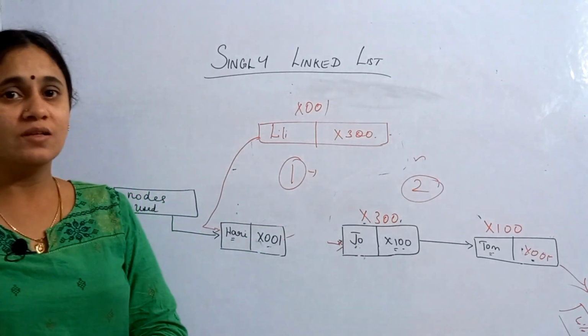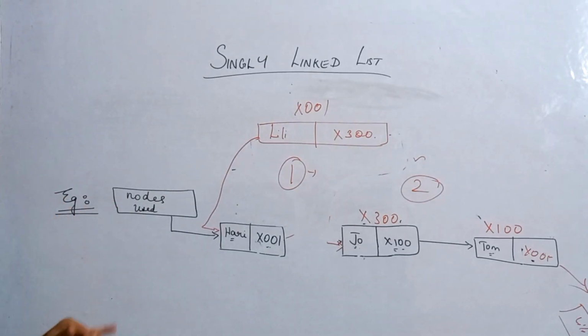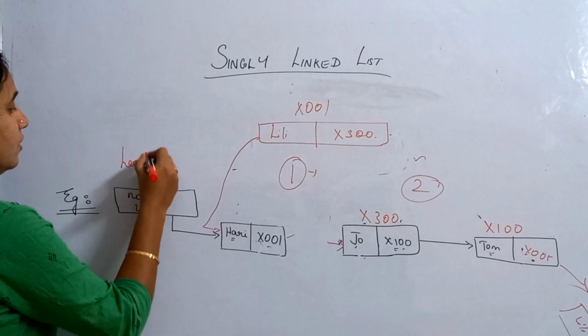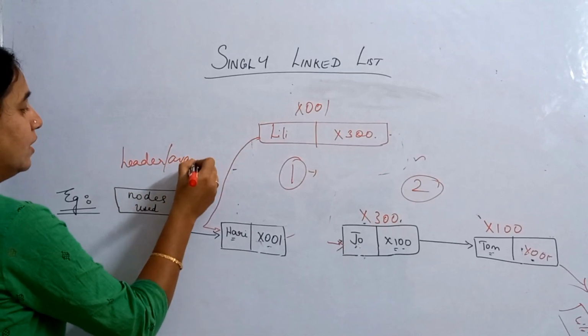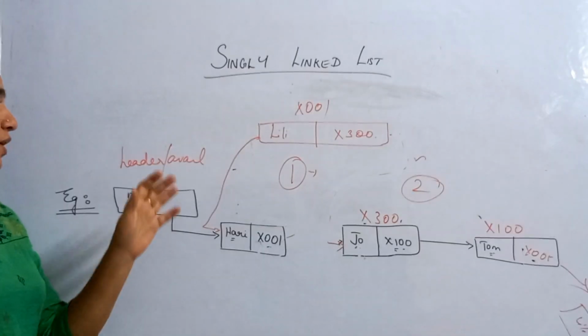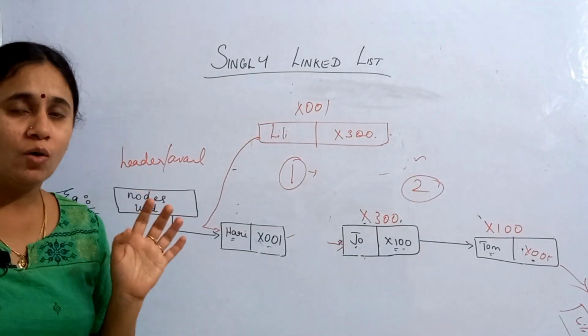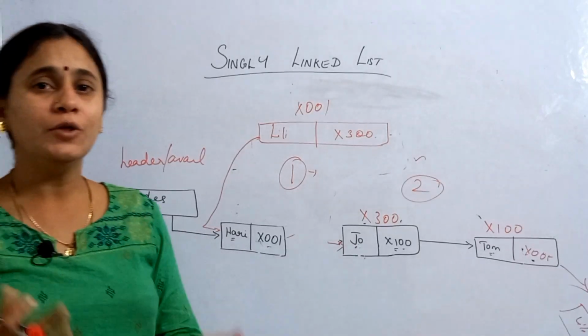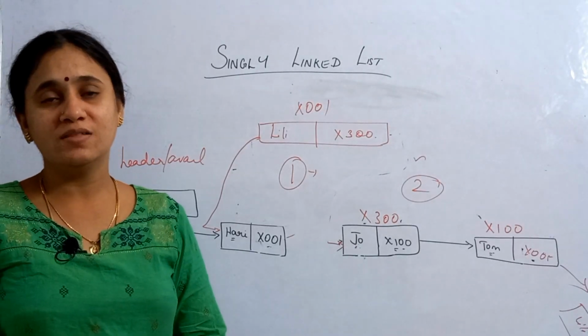Am I right, friends? Now one more point I have left out, isn't it? This node is called a header node or an avail node. Please make a note. What is the use of this node? It is similar to the recycle bin that you are using in your computer. What do you do with the recycle bin? Please think and tell me.